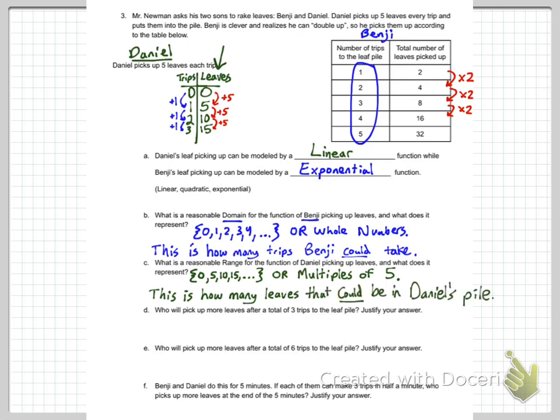He could have 5 leaves. He could have 10 leaves. He can't have 8 leaves because he grabs 5 leaves every time. And he can't have -5 leaves because it starts at 0.